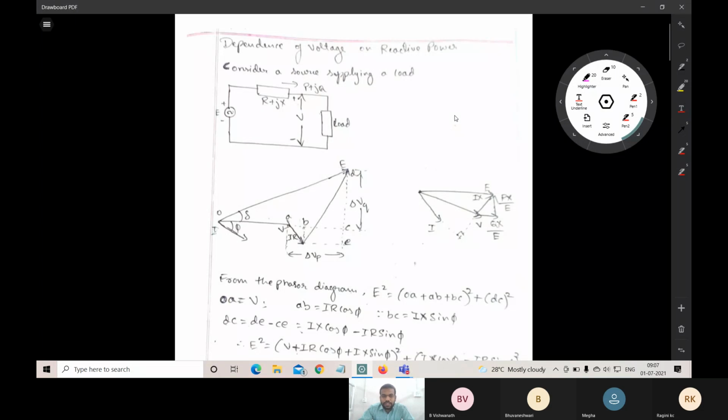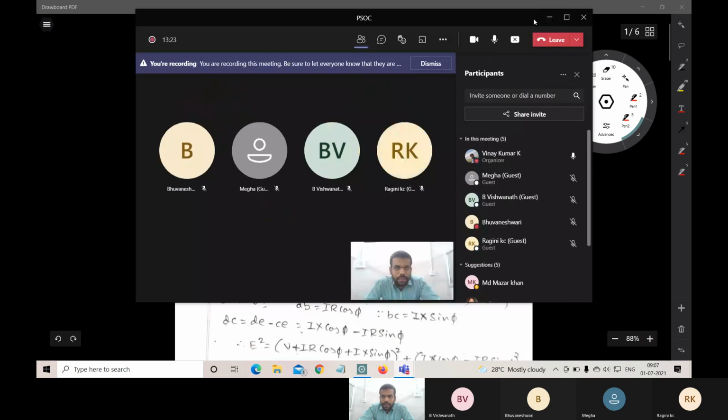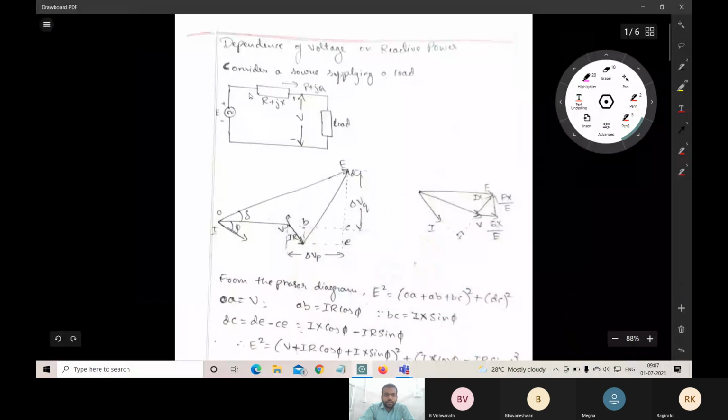We actually studied these circuits in our circuits subject. Just consider it one more time. This is our simple circuit, a simple supply and load. The load will have a supply voltage E. The load may be an inductive load, a capacitive load, or maybe a resistive load. Don't bother about the kind of load, just consider a load which is supplied with the supply voltage of E.